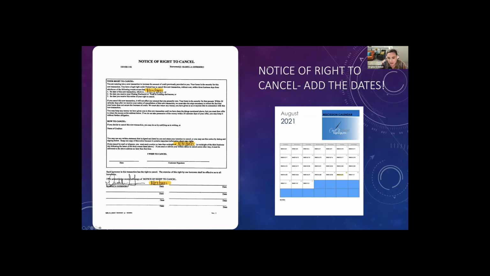Delays mean money. Rate locks, yeah. So just so we're clear, Coast to Coast had to pay a rate lock this week. So these dates are super important to make sure.